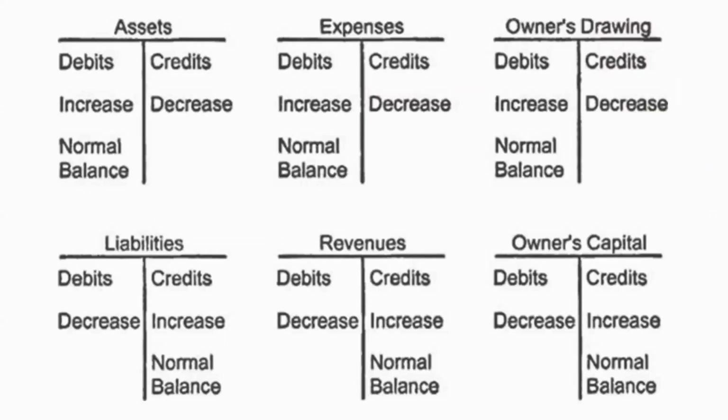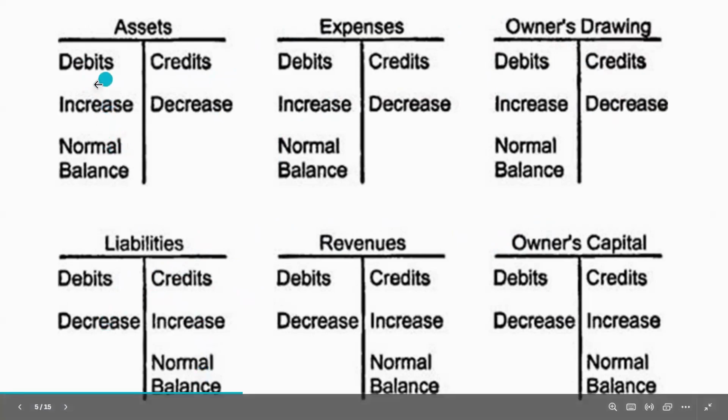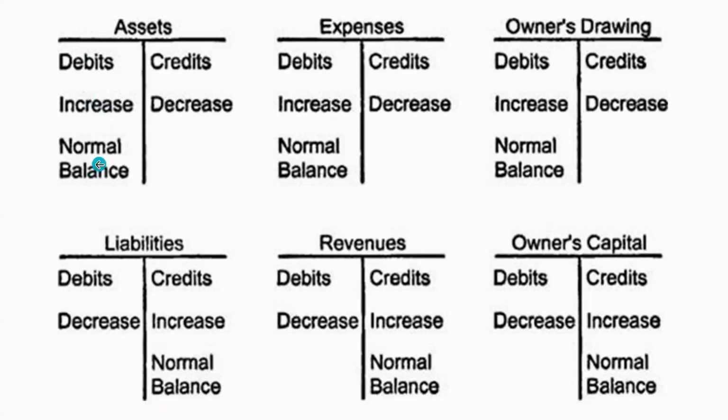Let's take a look at the basic account types and what increases and decreases it. Asset accounts are normally increased with a debit and decreased with a credit. The same thing happens with expenses and owner's drawings. They're all increased with a debit and decreased with a credit. For liabilities, revenue, and owner's capital accounts, they go the exact opposite. They are increased with credits and decreased with a debit. They also have a normal balance side that falls in line with whatever increases the account.